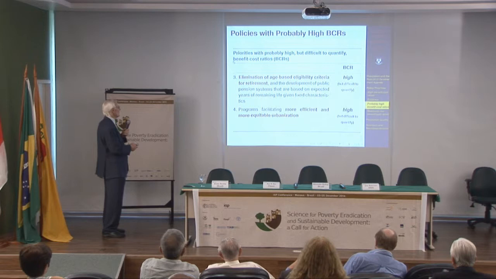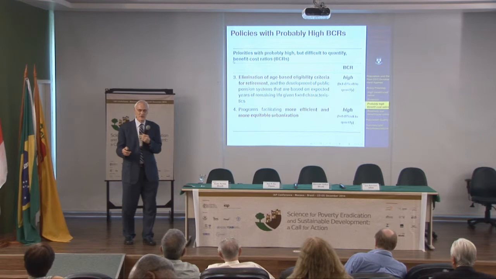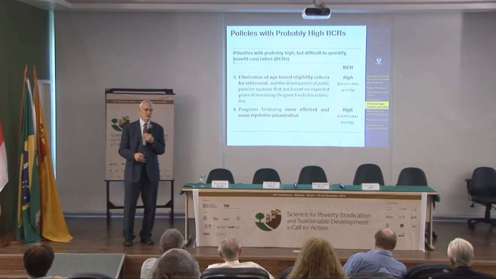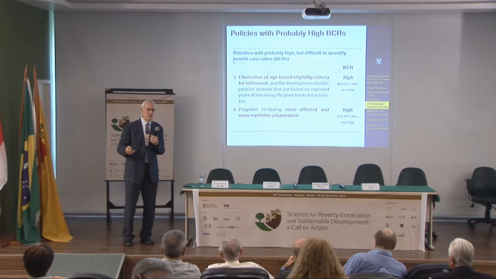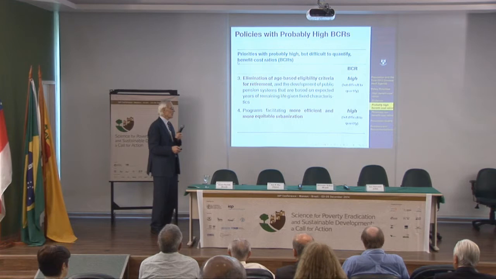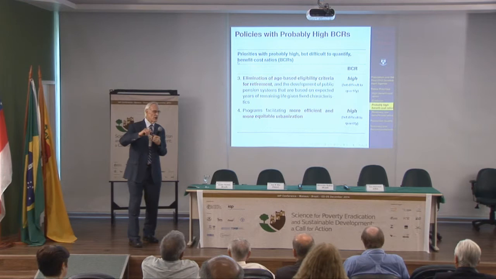We have two examples here. One is the elimination of age-based eligibility criteria for retirement. So the idea here is simply the following. As was said this morning, it's the poorer people who have worse health. But most retirement systems say, well, when you get to be 62 or 65 or 68, 70, you can retire. But of course, that transfers resources to white Americans by having the same retirement age for both. Retirement age ought to be measured from the expected end of life, not from the start of life, is the basic point.